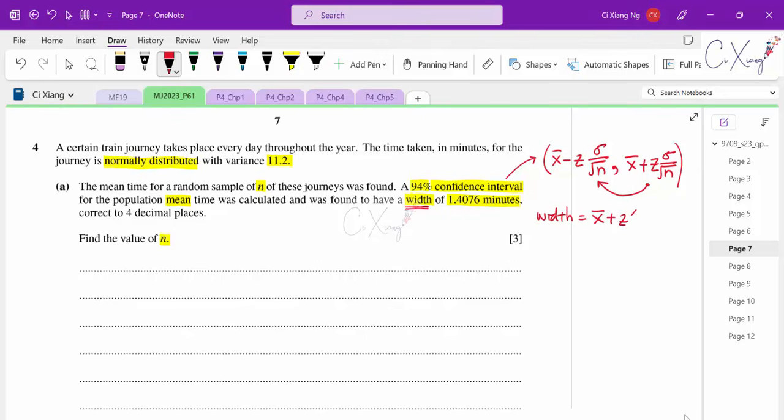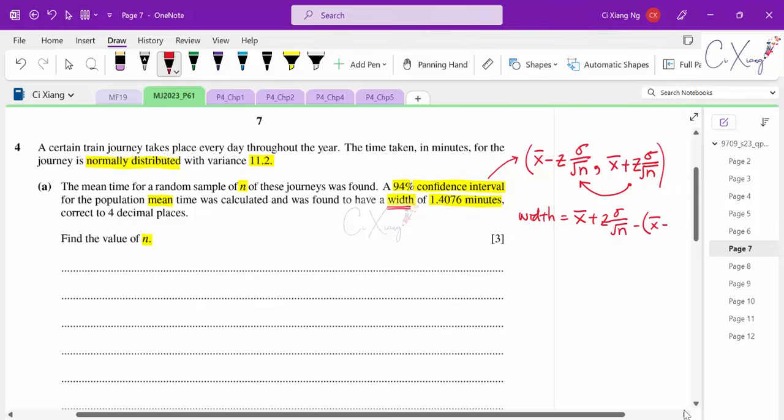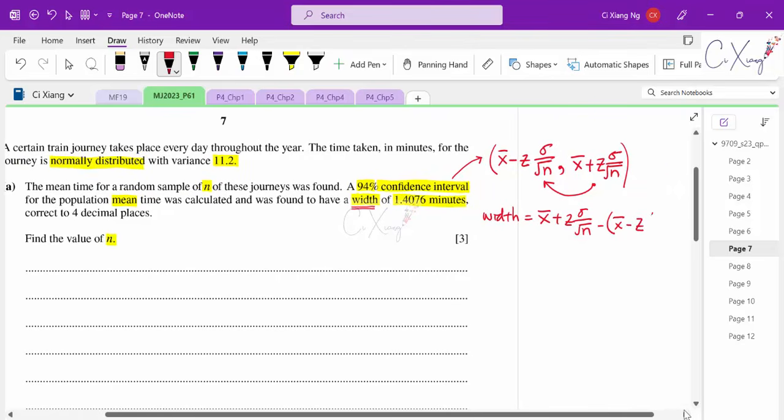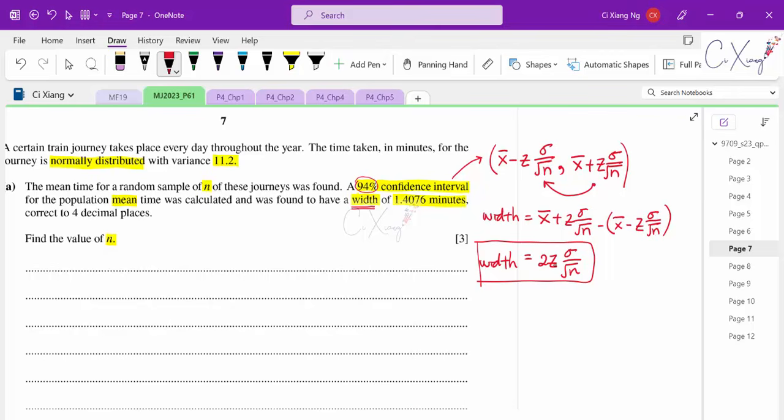Therefore, you will get the general formula: x̄ plus z sigma over square root n, minus x̄ minus z sigma over square root n. And by right, when you simplify everything here, you should be getting 2z sigma over square root n. This is the general formula for the width of a confidence interval. Of course, the z value here depends on the confidence level of the confidence interval. In the exam, you can straight away apply this one without proving it. So the formula for the width of a confidence interval is basically this one.